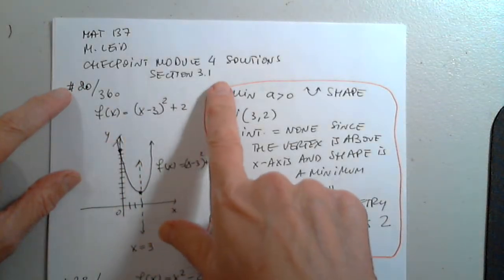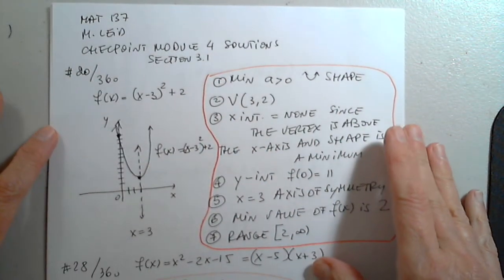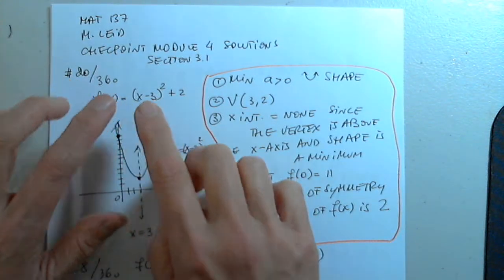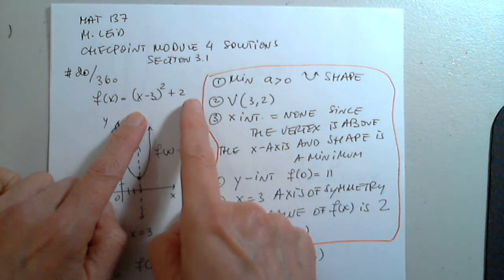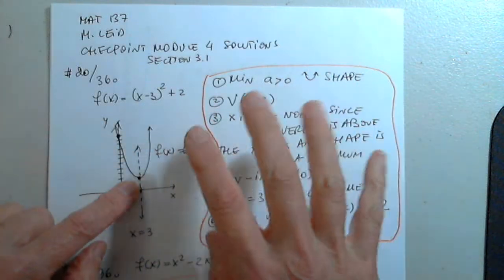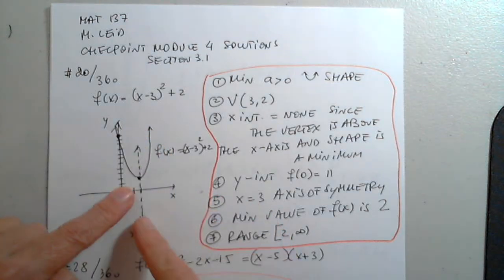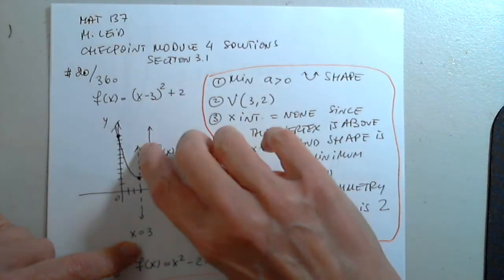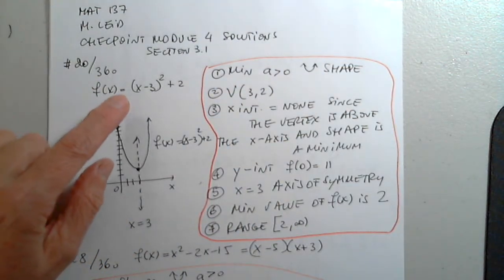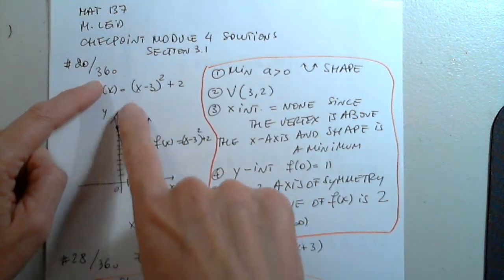So this is checkpoint module 4 solutions, starting with section 3.1 when we have to graph quadratic functions. Because the square is completed, we know that the vertex is (3, 2). We will always plot the x and y intercepts and the vertex. We will always graph the axis of symmetry, which is not part of the graph. That's why it's not a solid line. And we always identify, based on the leading coefficient, whether the parabola has a minimum or a maximum.